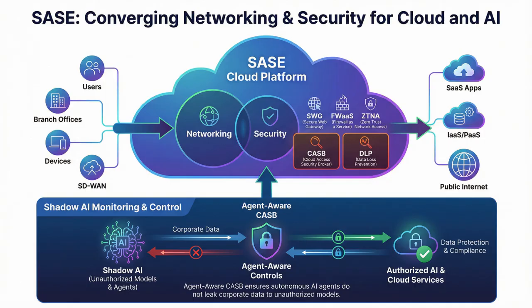This converges networking and security into a cloud service, adding content-aware controls like CASB, the Cloud Access Security Broker, and DLP. To monitor for shadow AI, your CASB must be agent-aware to ensure that autonomous AI agents are not leaking corporate data to unauthorized models.